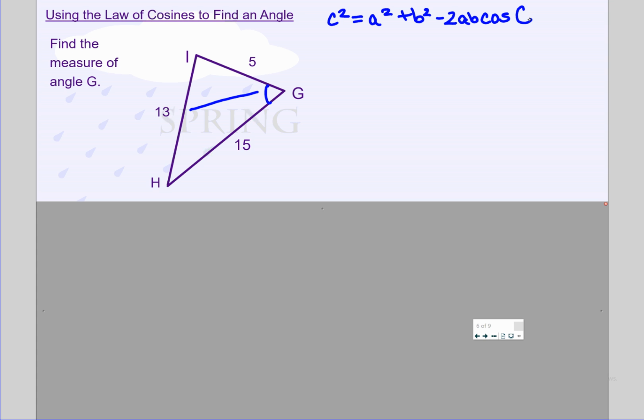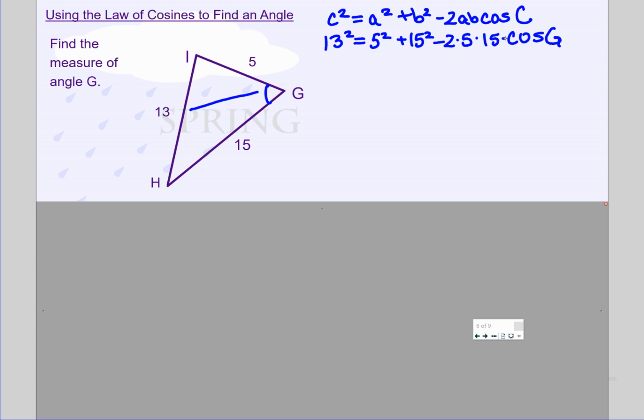So now the little c's are my pair of opposites. This time I know the side length, but I don't know the angle. So my variable is going to be next to that cosine. The other two sides are what you fill in for A and B. So 5 squared plus 15 squared minus 2 times 5 times 15 times cosine G. Okay. Solve for G. You have your answer for the angle.